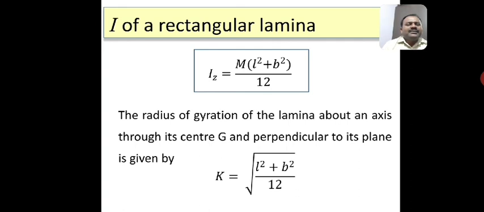So therefore, in this particular session, we calculated the moment of inertia of the rod about an axis passing through its center and perpendicular to its length, and then the moment of inertia of this rod about an axis passing through one of its end and perpendicular to its length, and then we have calculated moment of inertia of the lamina about an axis through the center and perpendicular to its length and through the center and perpendicular to its breadth, and then the moment of inertia of the lamina about an axis passing through its center and perpendicular to its plane.